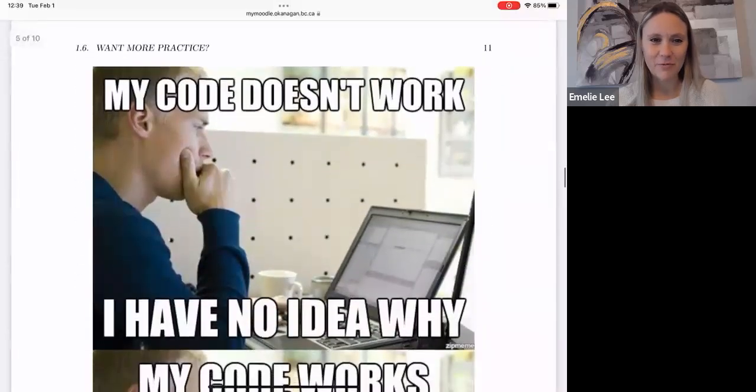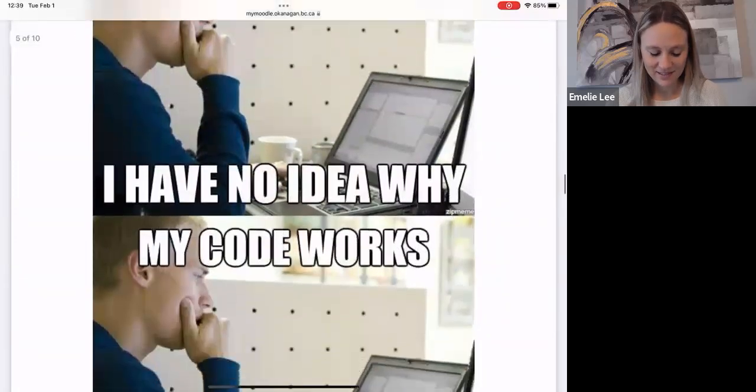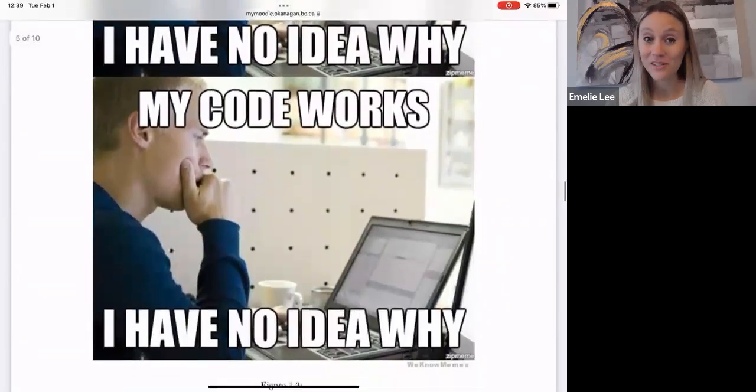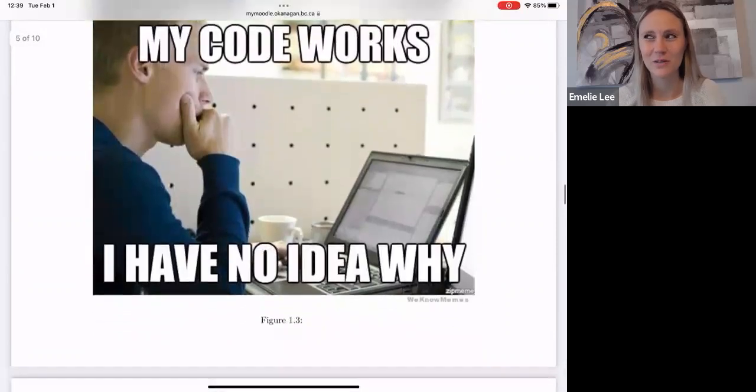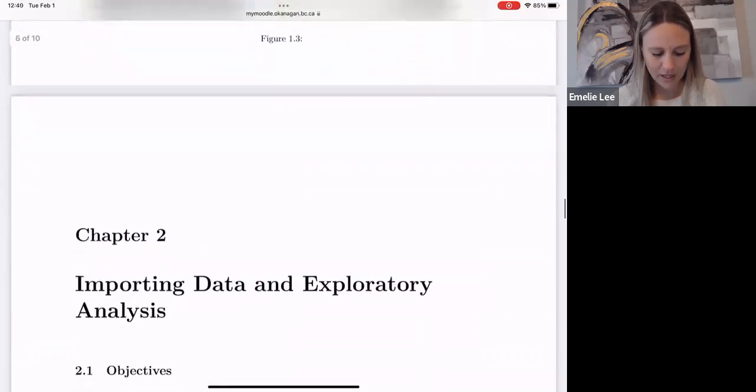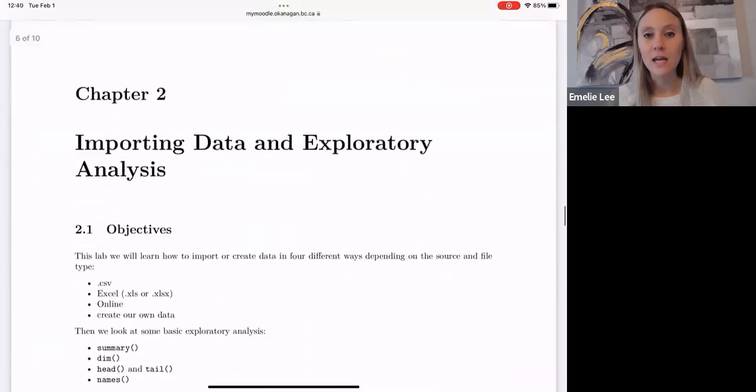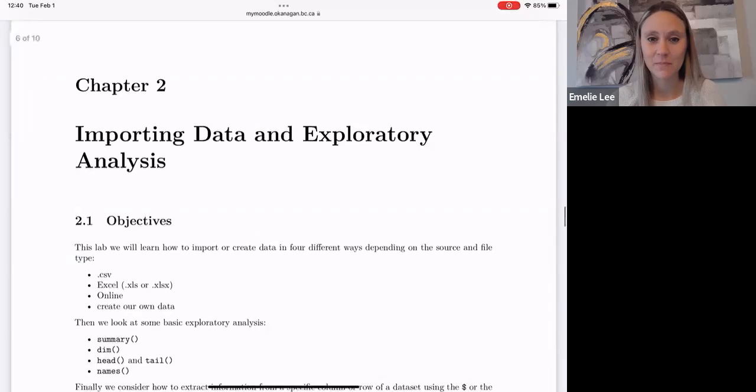Oh yeah, and then I have my funny one: my code doesn't work and I have no idea why, and then my code works and I have no idea why. Both of those happen all the time. It's like, why did it work though? That's the most confusing one, when it works but you thought it wouldn't. It's so true, it's crazy.